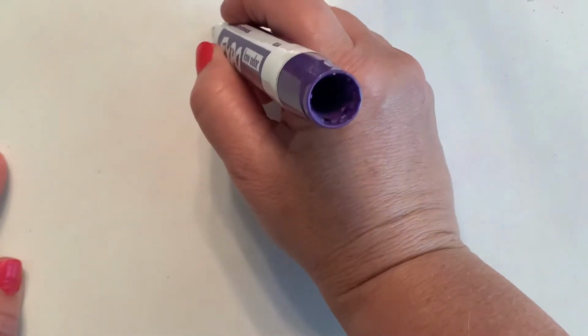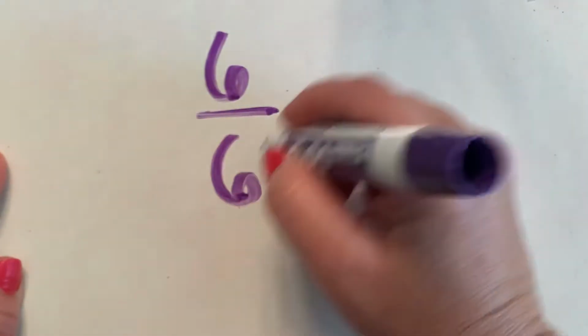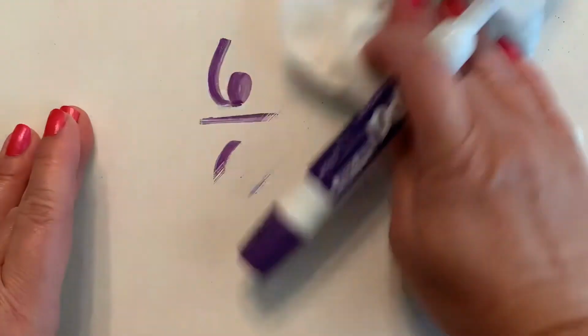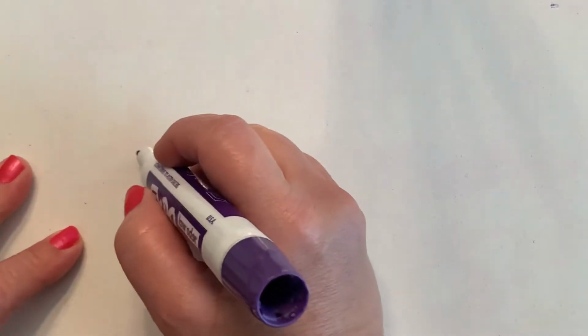So example 1 in our book says, which of these fractions is equal to 1? And I knew y'all already knew that. And the answer is what? Yep, 6. And that's for the first one. We've already done that. Now, example 2 says, write a fraction equal to 1 that has a denominator of 7. You already know how to do this too. We just haven't done it this way yet.